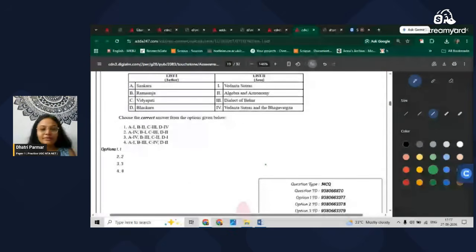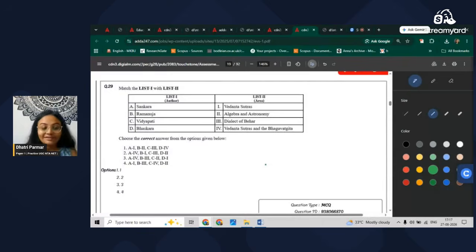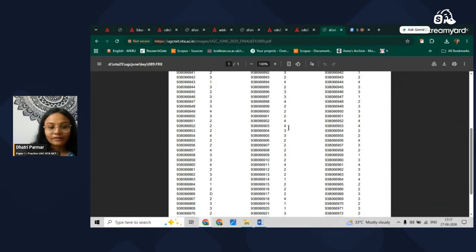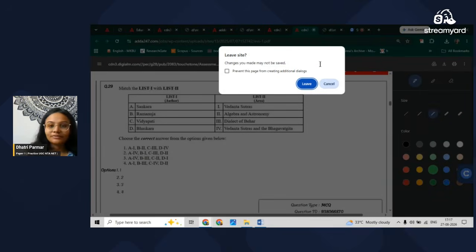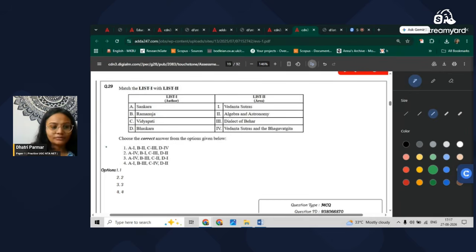Okay, next we have a question from people in higher education. Shankar, Ramanujan, Vidyapati asked. Now we have the scholars from different fields, and then we have to connect them with their respective field, and that is what we are going to do. Just a minute. That's what we are going to do from here.